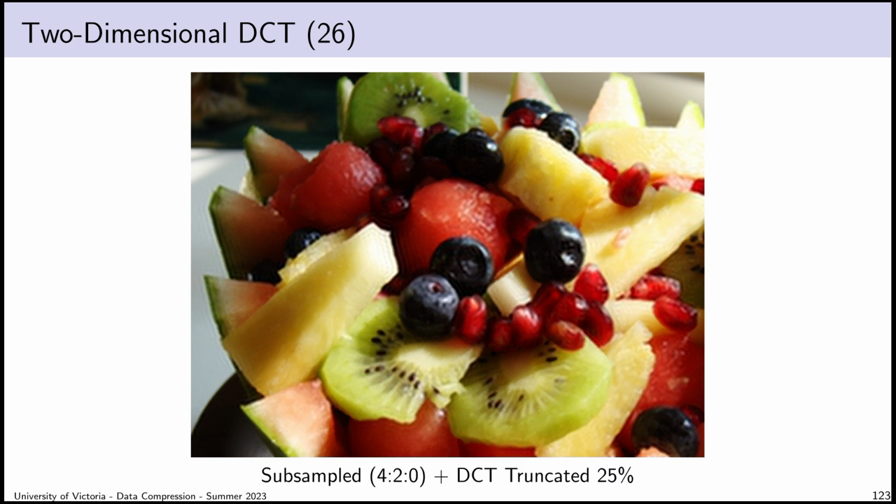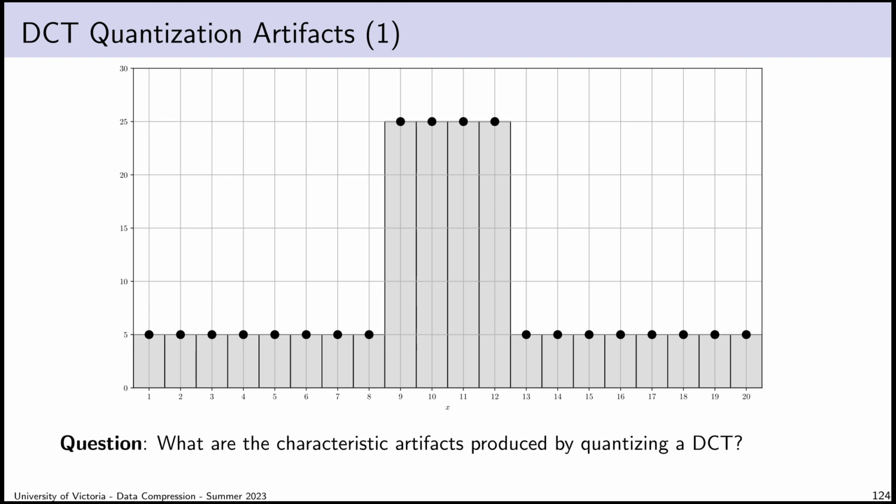If I truncate further, here I'm truncating it down to 25%, so now I'm looking at less than 1/16th the original size of the image. Here, I do see noticeable artifacts, these ripple artifacts, which turn out to be called ringing artifacts. They're beginning to show up. So maybe we should talk a bit more about that. What are the characteristic artifacts produced by DCT quantization? We know about the characteristic artifacts for color quantization, that's the banding artifact. We know the artifacts for subsampling, that would be the pixelation artifact. What about DCTs? To illustrate my point, I've constructed already this discrete function that is bad news for a DCT.